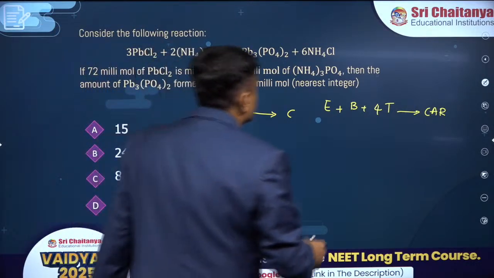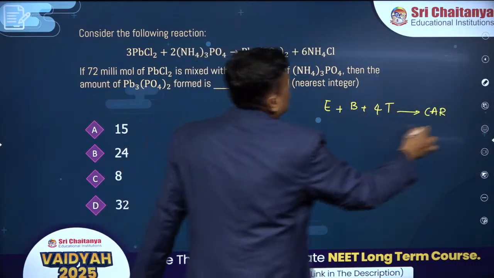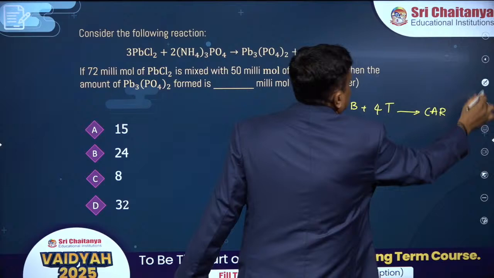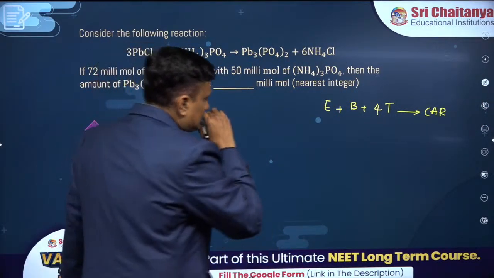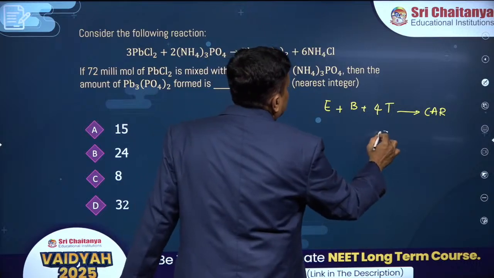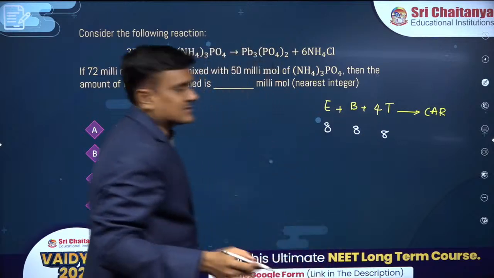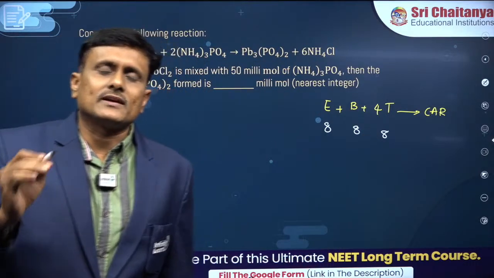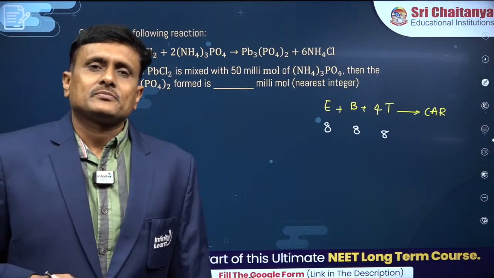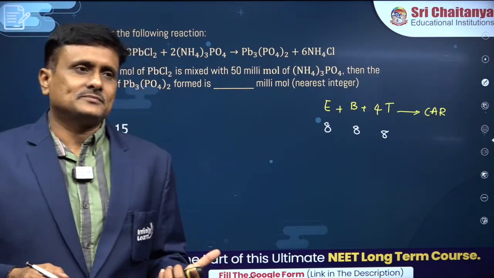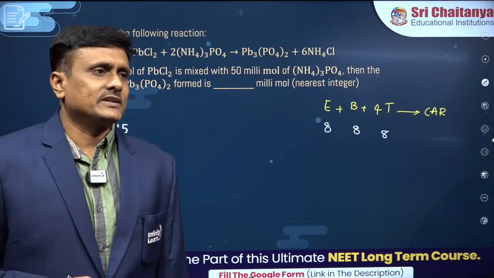Let me explain the concept of limiting reagent here. Suppose I have taken 8 tires, 8 bodies and 8 engines. Engines are 8, bodies are 8, tires are 8. How many moving cars can I make? Can anyone answer? Waiting for your answers.